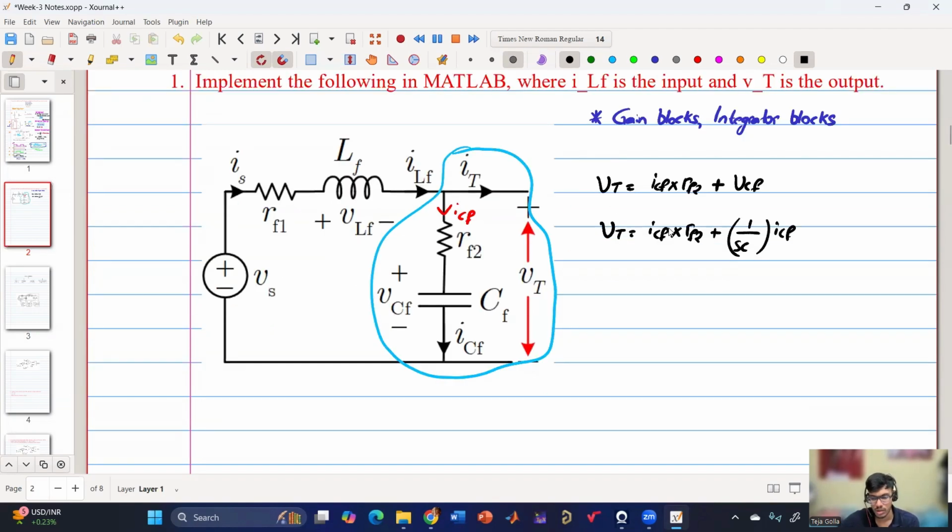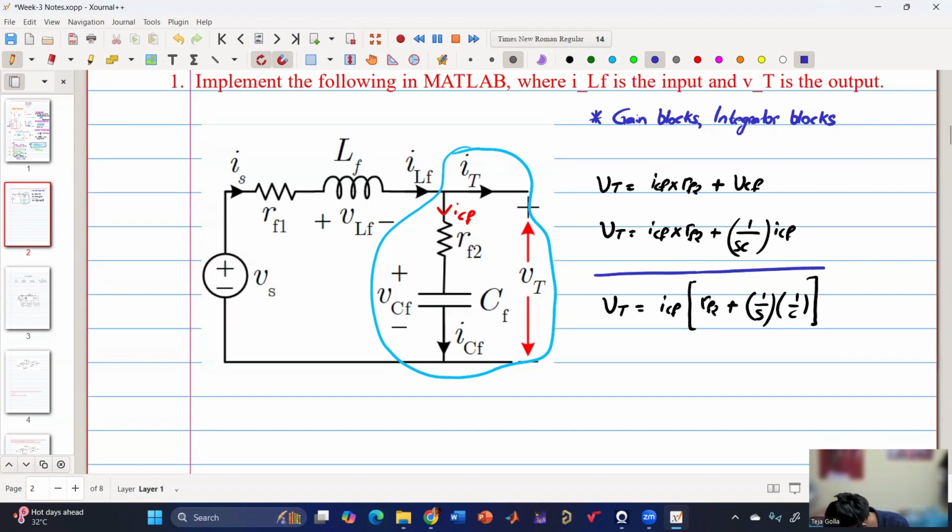Yes. So now I can simplify this and write it like this. VT is nothing but ICF into RF2, which is a gain block. Then I have one integrator block, and then again one gain block. So this is the relation.